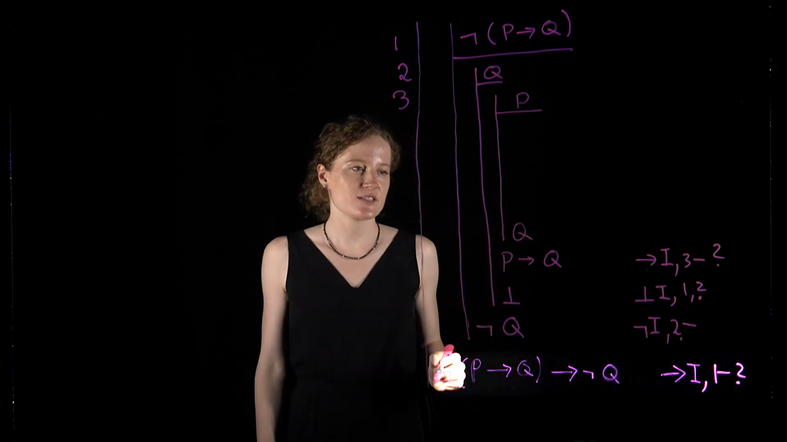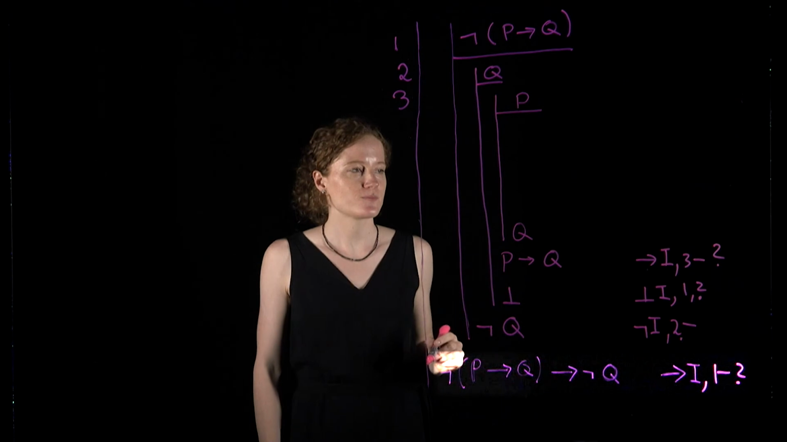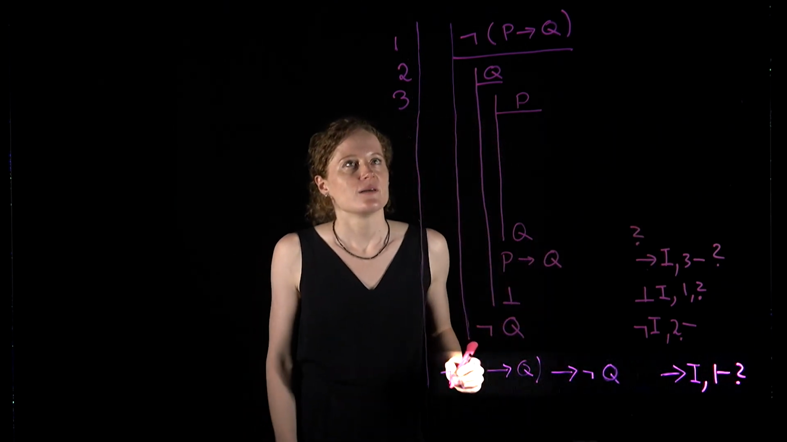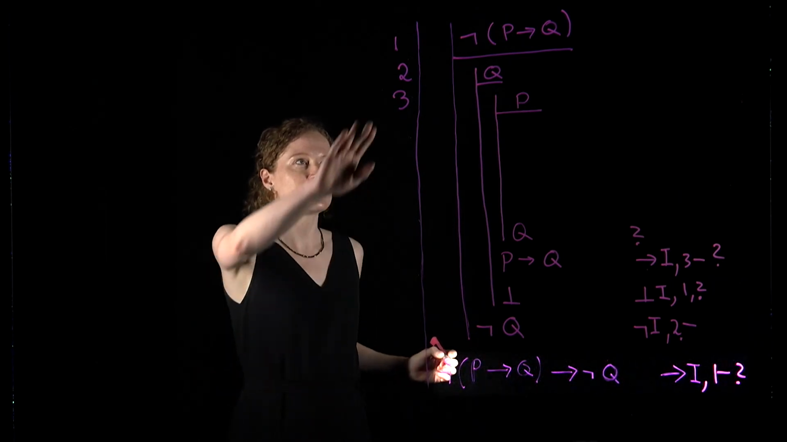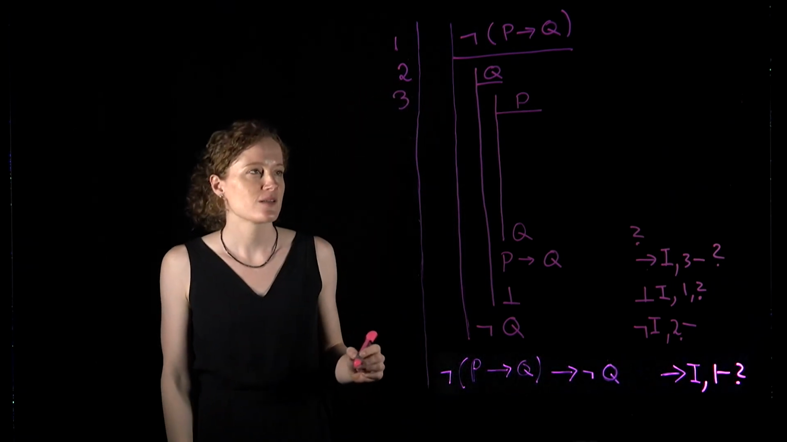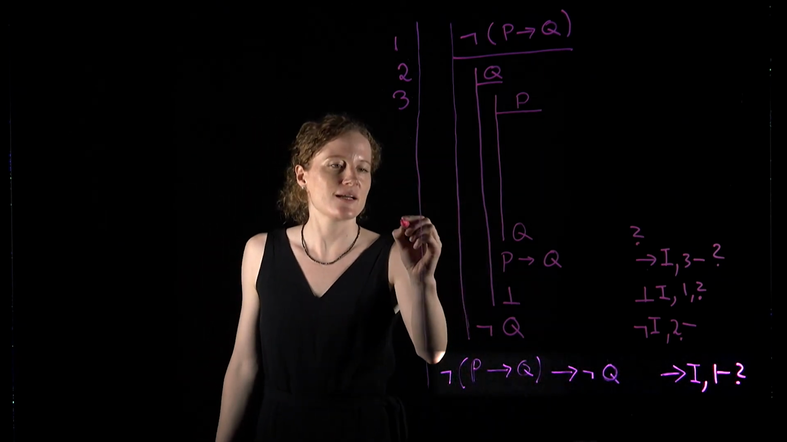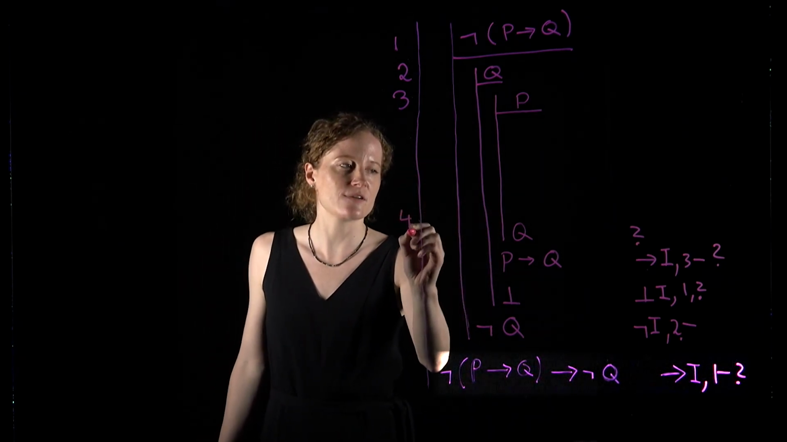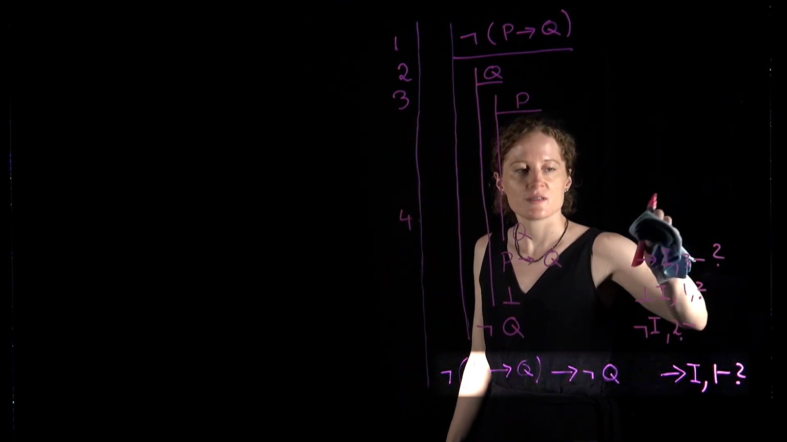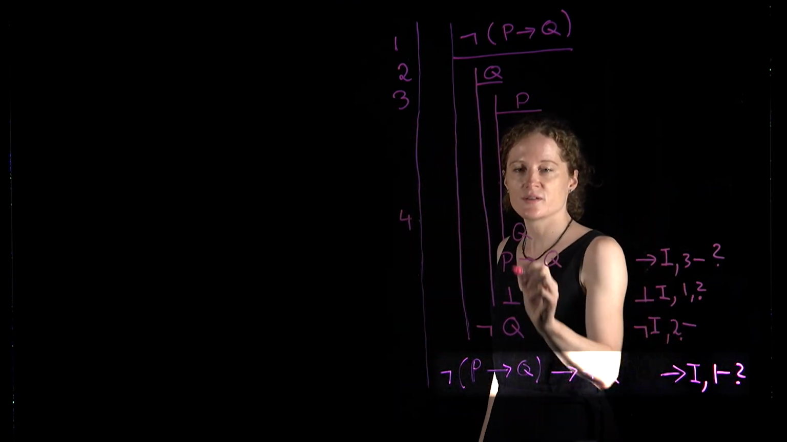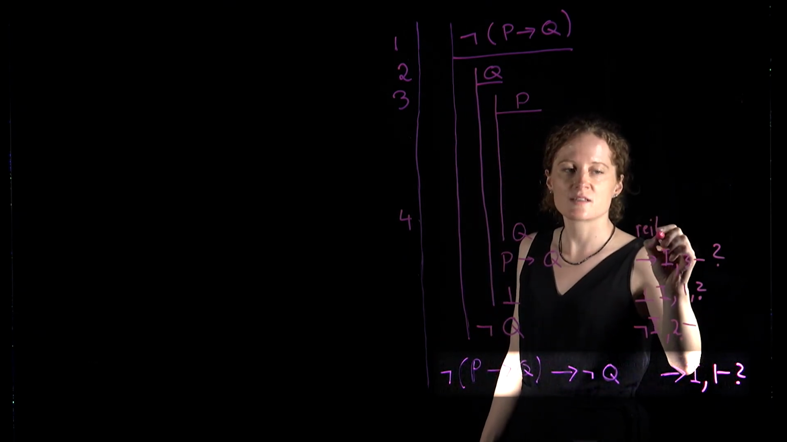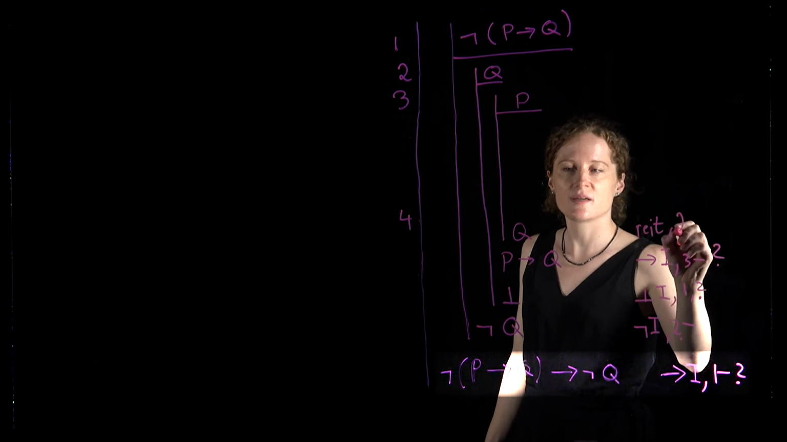Our next question is, how can we establish Q? We have not yet actually proven Q. Well, if we look carefully, we see that we do have Q in line 2 of our proof. And that means that I can simply reiterate Q in line 4 of the proof. So I am going to justify this inference of Q, citing the rule reiteration applied to line 2.